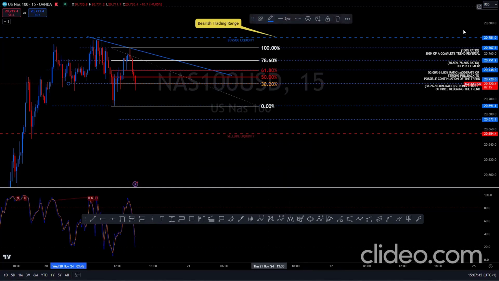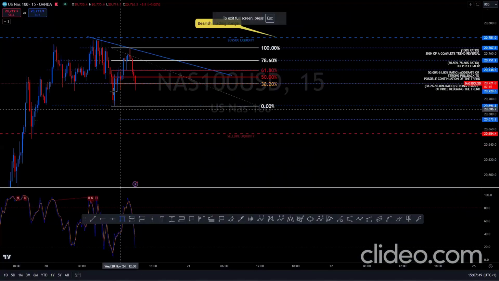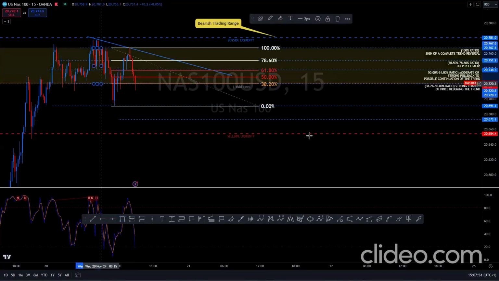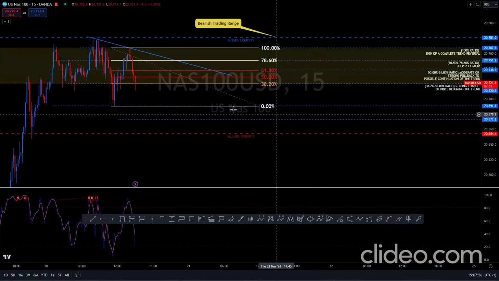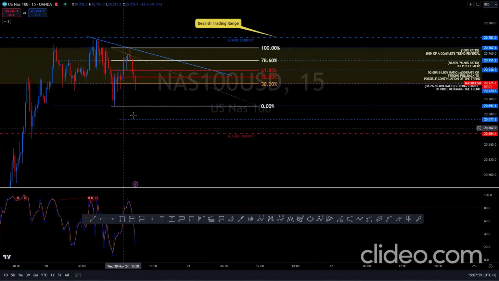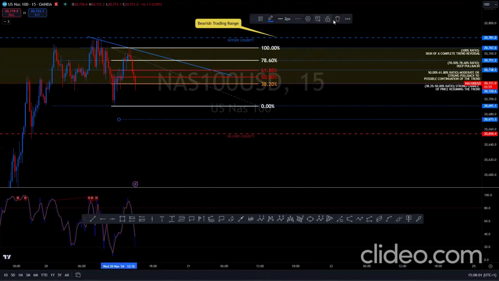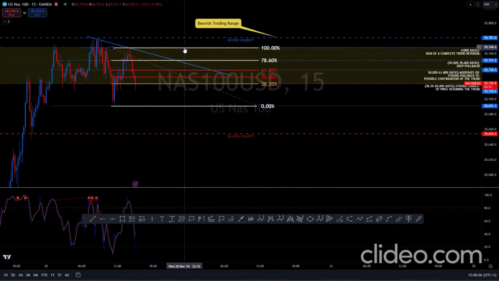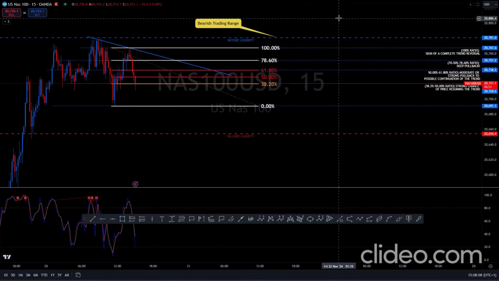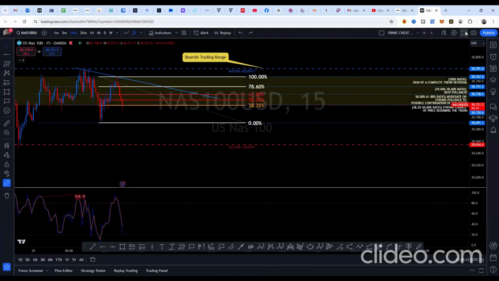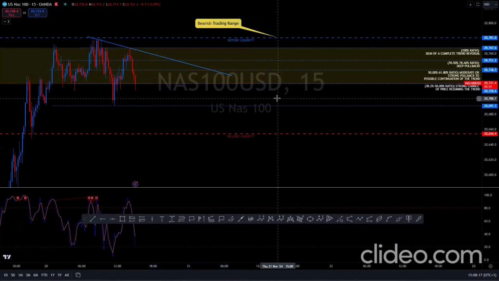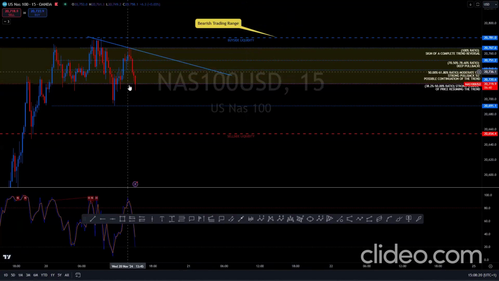So now we're going to take this zone and stretch it from 100% all the way to 320. And then erase the fib. Here. Yes. There we go. And now we see levels of where price has rejected.